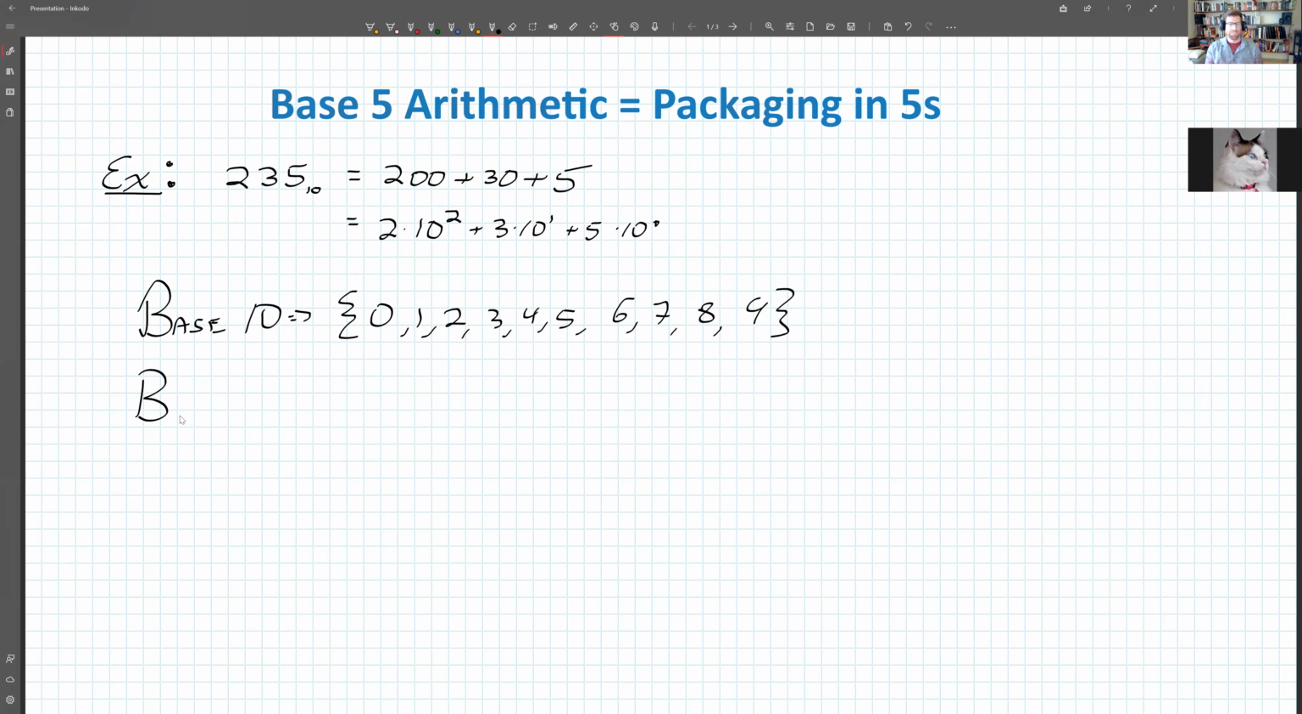So base 5 has the following digits. This should only have 5 digits then: 0, 1, 2, 3, and 4. So that's why I can't write this number with a little 5 beneath it, because 5 isn't an allowable digit for base 5.